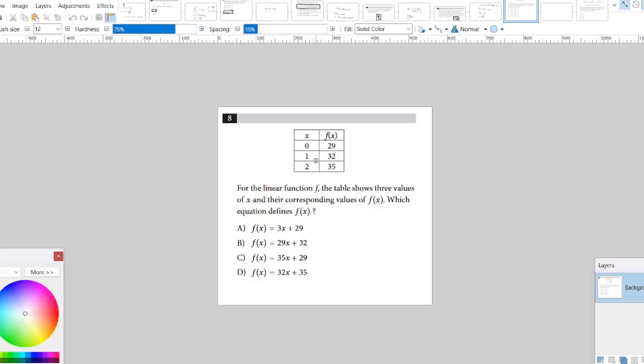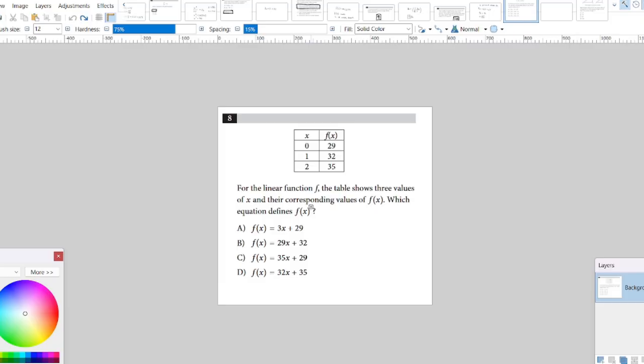So this is linear. We know it's linear because for every increase in x by 1, f of x increases by the same amount. We can see it increases by 3. So we know that this must be a linear equation. In addition, all the choices are also linear equations, so we know that also has to be the case. Okay, so we know the answer has to be linear. That means that it has a slope and a y-intercept.